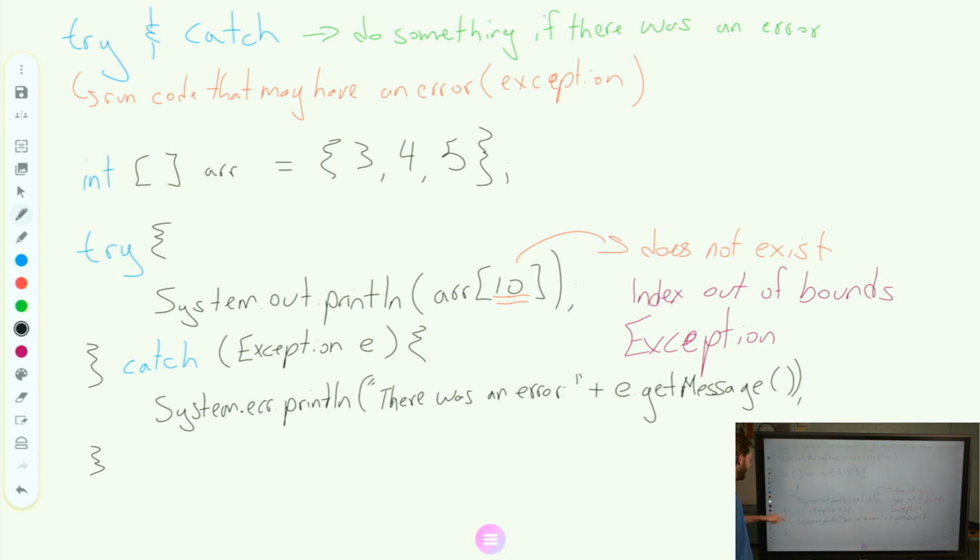So every try must have a catch. And you're going to need to tell it what the exception is. A basic exception is fine. And then putting what the name of that exception, what the name of the object will be, that you can use to get the message. And there's other methods that we don't need to know, but getMessage is a useful one.